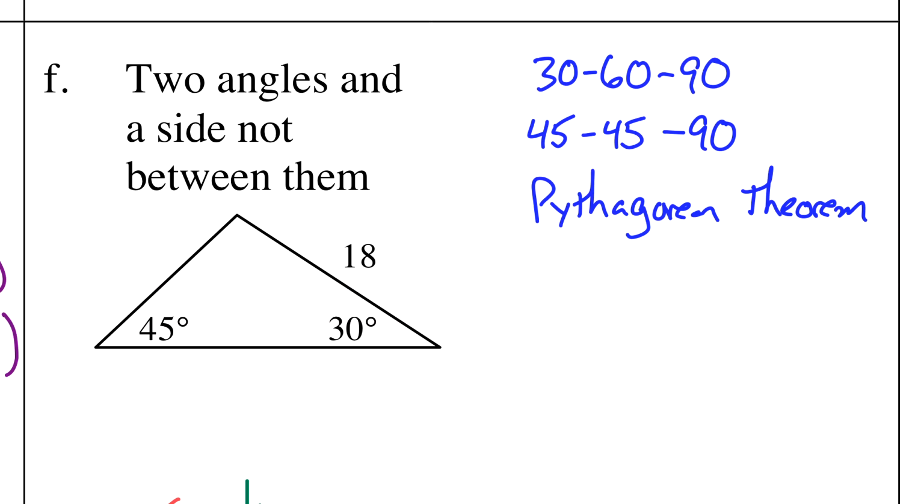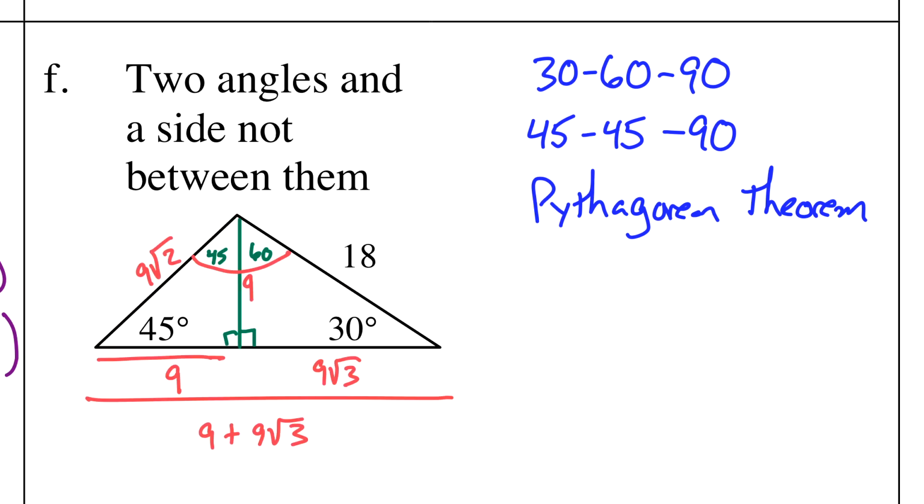And so, like I kind of showed you earlier, well, what if I cut this into two triangles? That's a good strategy that'll work here, mainly because these are special right triangle angles, 30, 60, 90 on the right side, and 45, 45, 90 on the left side. So those are two tools we have to use.